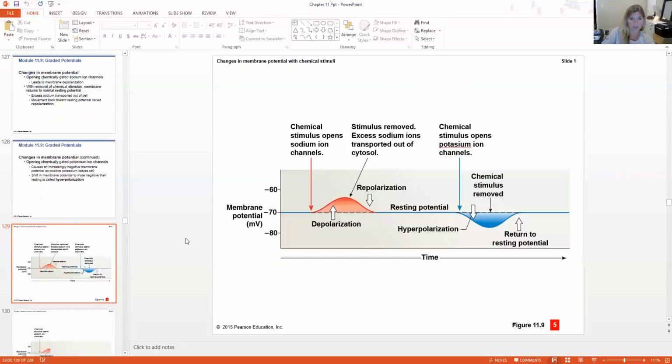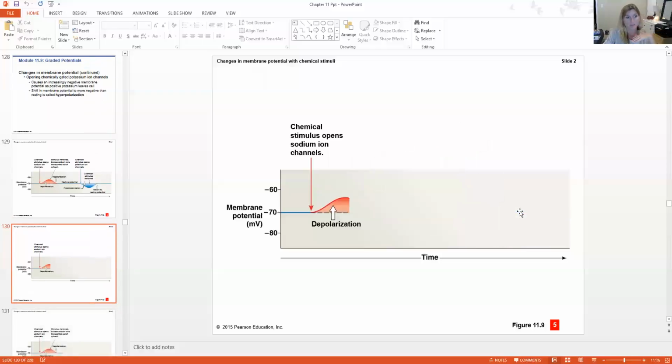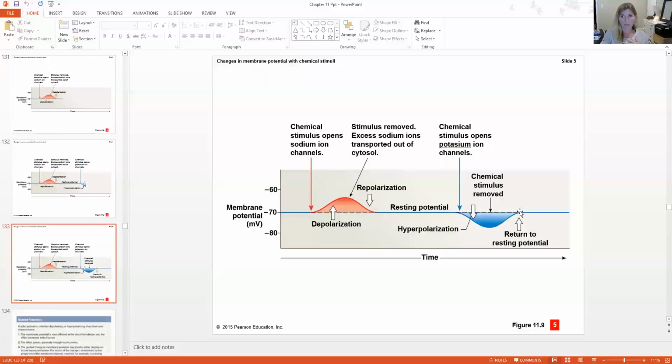So here's the whole process. You get some type of stimulus. That stimulus is going to cause sodium channels to open, so sodium rushes into the cell. Since sodium's positive, it's going to increase our overall potential, increase our charge on our cell, and then the stimulus is removed. So the sodium ions are transported back out of the cytosol. We get back to resting membrane potential, and then maybe a chemical stimulus opens potassium channels. When the potassium channels are open, we get hyperpolarization, and when the stimulus is removed, the potassium leaves the cell, and we get back to resting membrane potential. Here's the whole process graphed out for you, step by step.